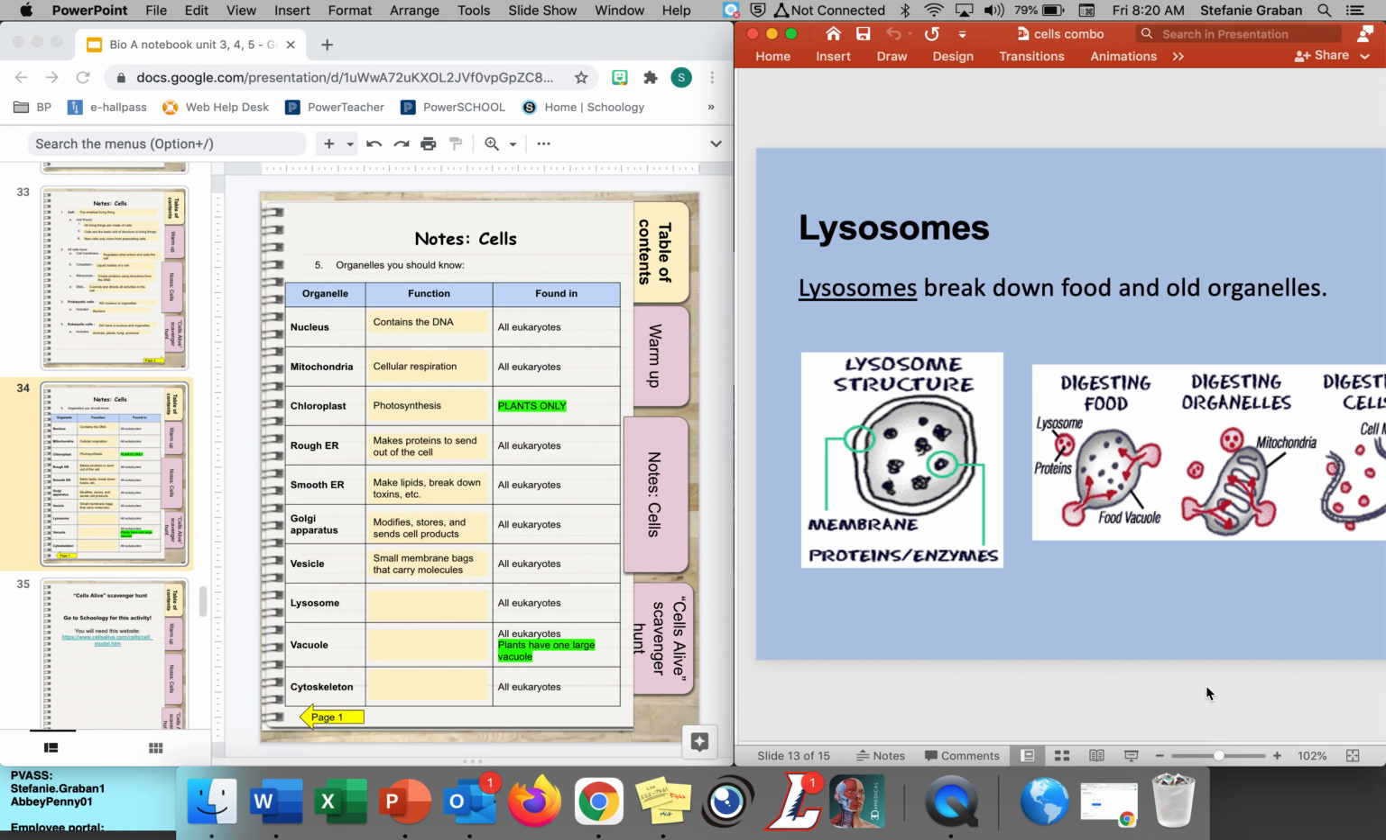Lysosomes are technically a type of vesicle, but inside of them is something else. Inside of them are enzymes that will break down food and old organelles. So if you take in some food particles but need to break them down into molecules, the lysosome will come after it. If you have a white blood cell that takes in an invading bacteria or virus and then kills it, digests it, that is what the lysosomes will do.